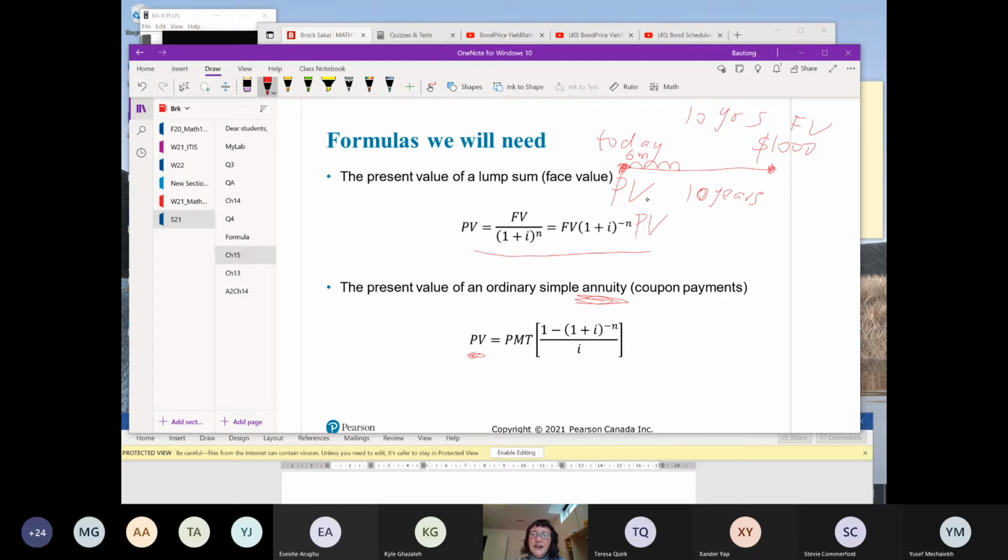Okay, so there are 2 present values. One present value is for the face value. The other present value is for the annuity. If you add these 2 present values together, that is the purchase price of the bond you pay today.